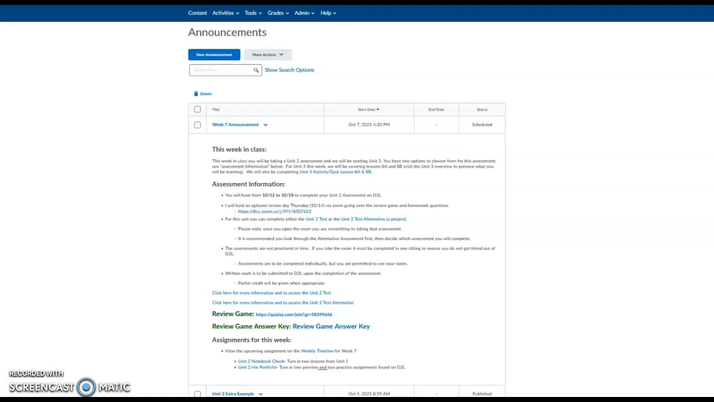This week in class, you'll be taking your Unit 2 assessment, and we'll be starting Unit 3. For your Unit 2 assessment, you have two options to choose from. We'll go over those in just a minute. For Unit 3 this week, you're going to be covering lessons 8A and 8B, and also completing your Unit 3 activity lesson quiz 8A, 8B. Please keep in mind you can take these quizzes as many times as you would like to achieve the grade you're looking for.